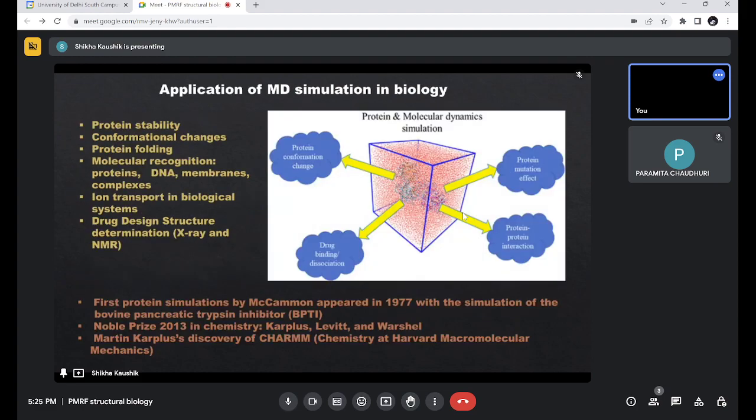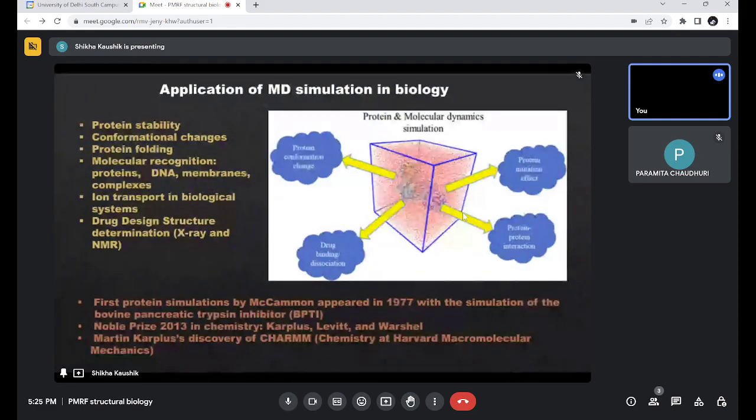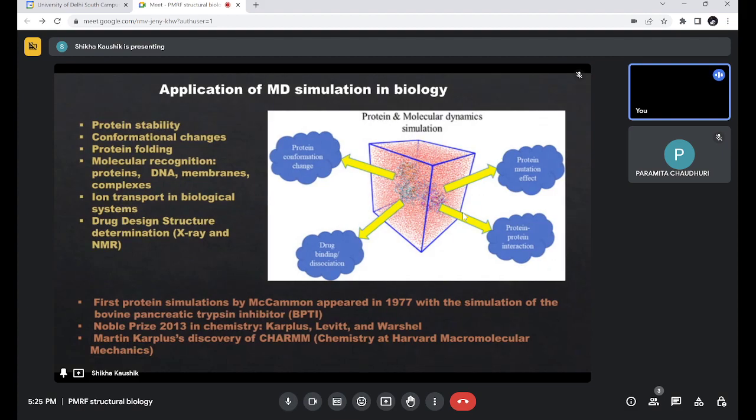So if I talk about the application of molecular dynamic simulation in biology, it helps you to understand protein stability. It helps you to understand what all conformation changes can be possible. It helps you understand protein folding, molecular recognition, proteins, DNA, membranes, complexes.